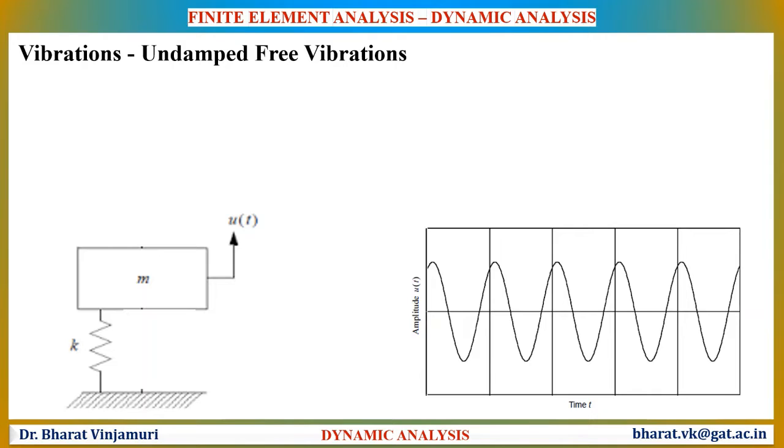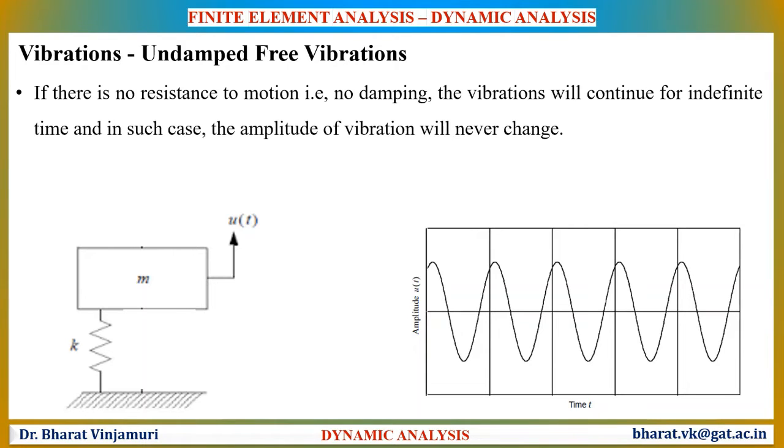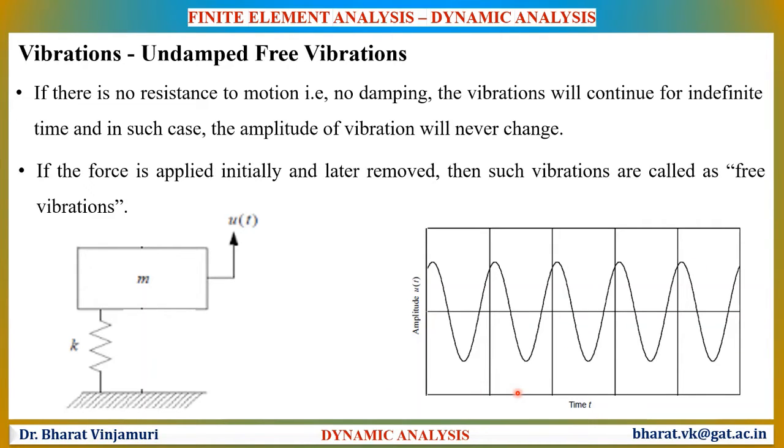Let us now understand the different types of vibrations. If there is no resistance to motion, that is, no damping in a spring mass damper system, then the vibrations will continue for indefinite time, and in such cases the amplitude of vibration will never change. And if the force is applied initially and later removed, then such vibrations are known as free vibrations. So in the absence of damper, such vibrations are called undamped free vibrations.